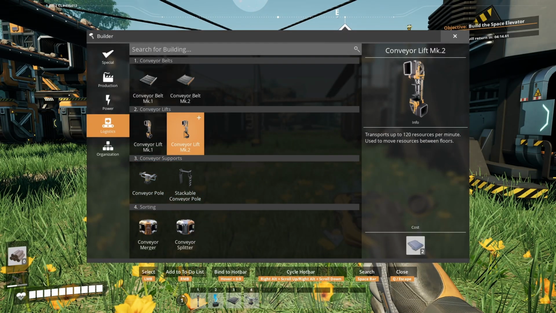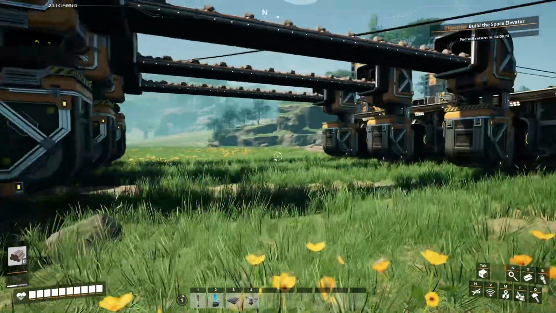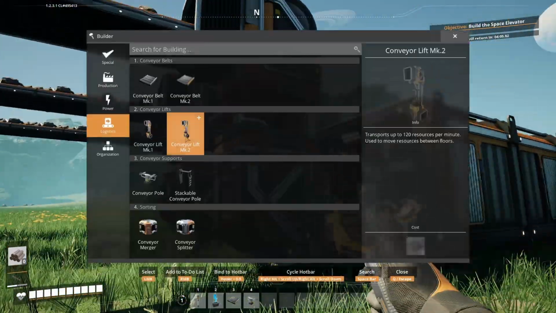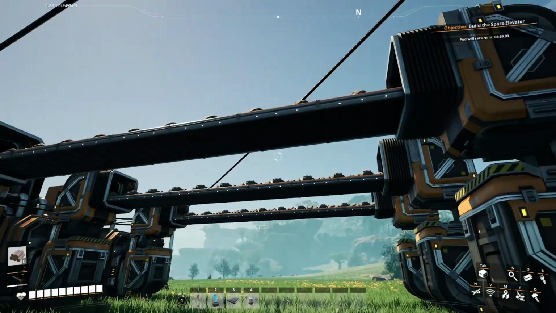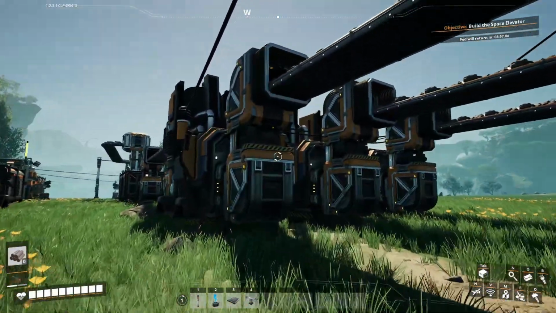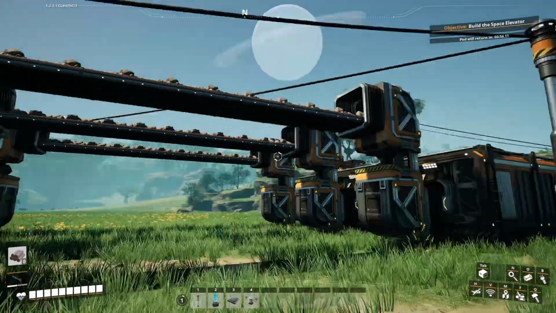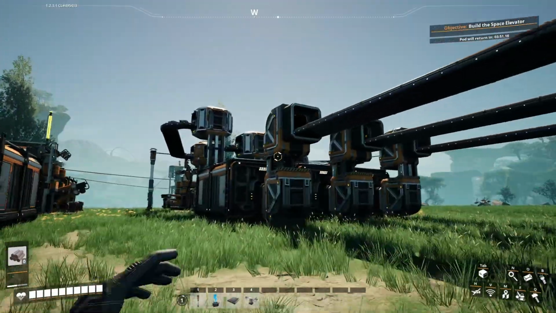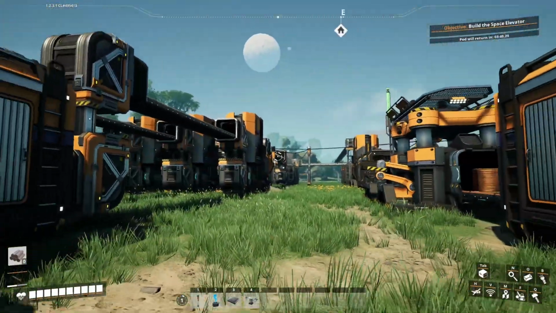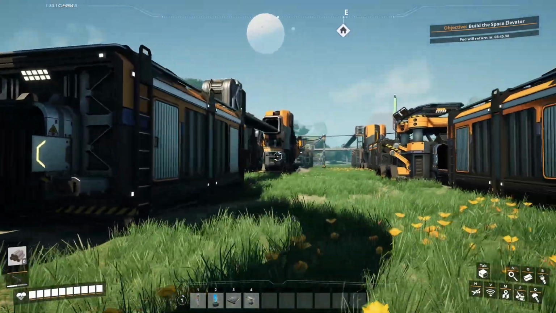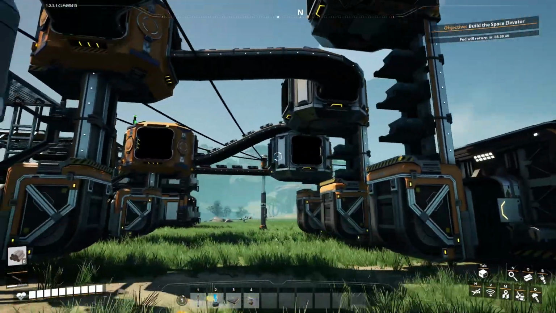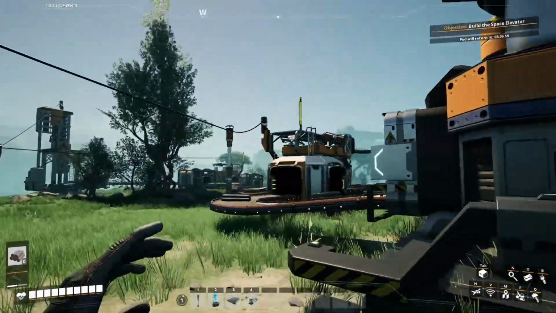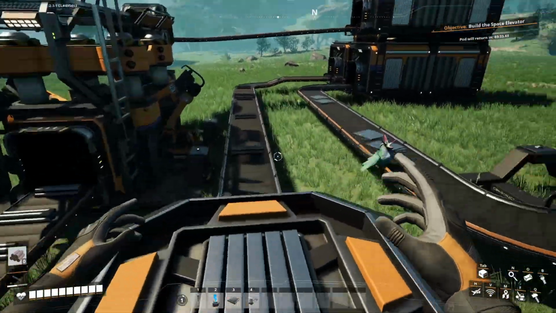So, transport up to 120 resources per minute. Used to move resources between floors. Yeah. So honestly, I don't even think we really need it. Because all of this stuff comes out of the miners and then runs through this whole production process at, like, basically a 1-to-1 ratio. The only place where things really get weird is right here, at the end.